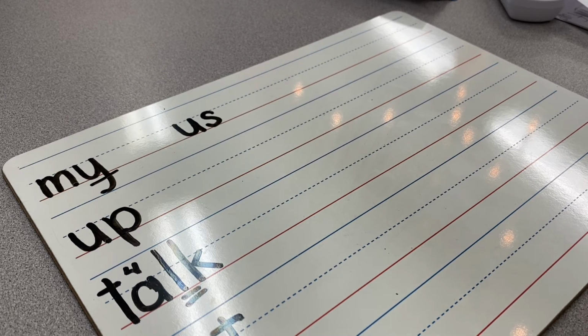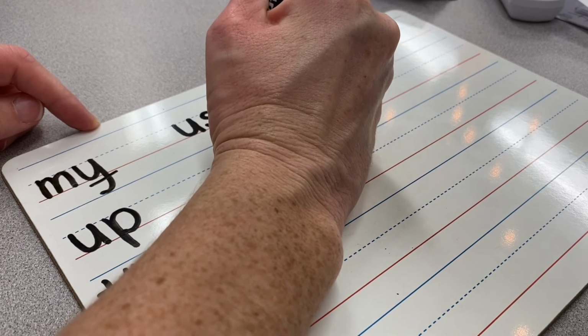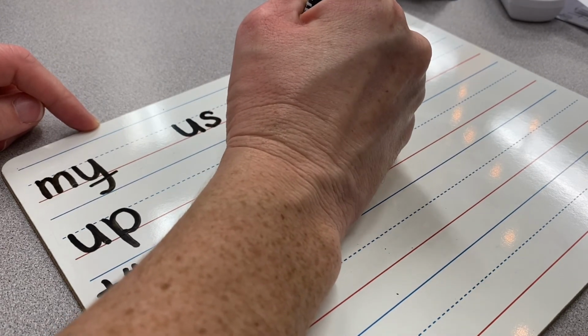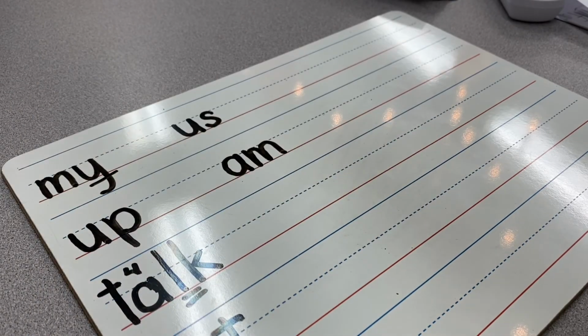Good. Read that word back to me, please. How many syllables? What's the first sound? It's a New York ah. And the next sound? Excellent. Am. All right, so we need to practice these words.